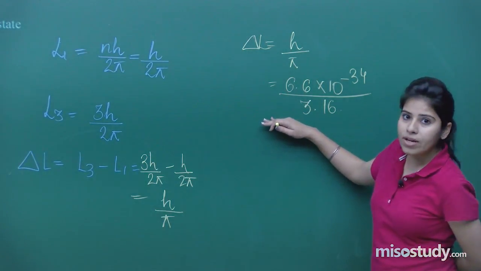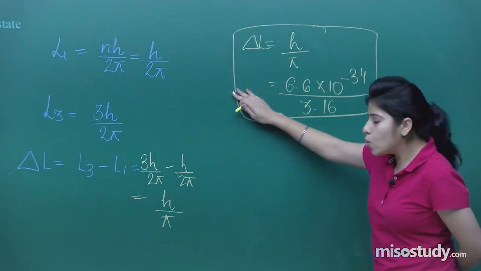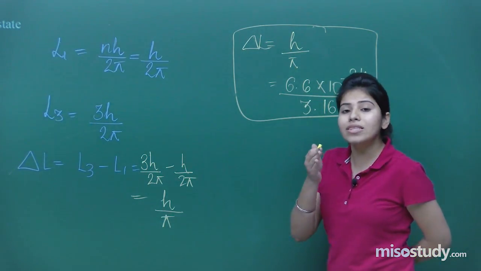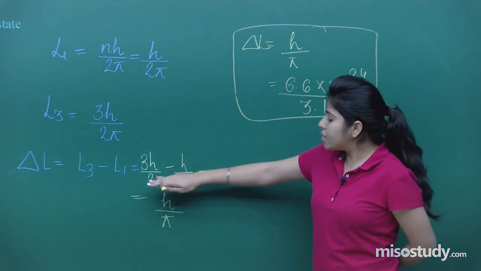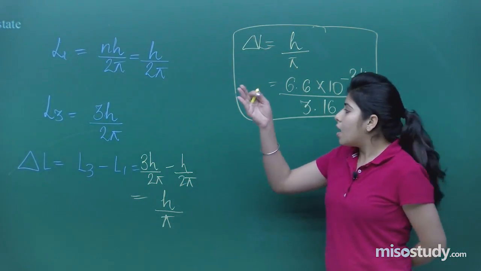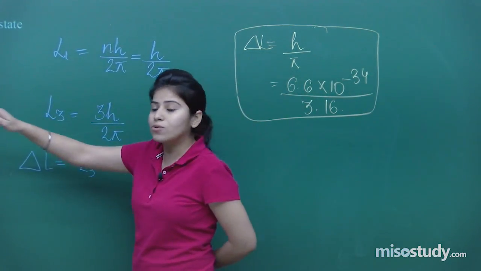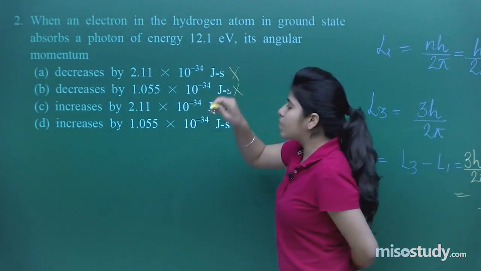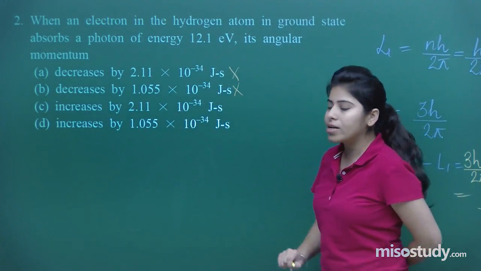Whatever your value of delta L is, you will see whether it comes out positive or negative. In that way you can see whether it is increasing or decreasing. What we have seen is that our value has come out positive, so our angular momentum is increasing. So let me eliminate the options. Definitely the decreasing options are cancelled out here. My options would be either C or D.